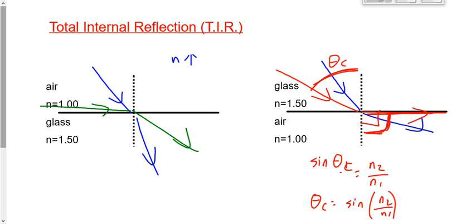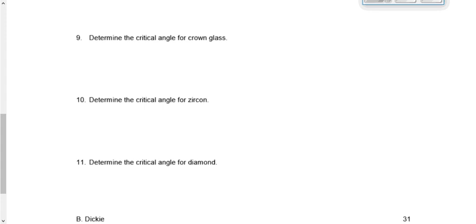Okay, we had 3 questions for homework. We had worksheet number 17, questions 9 to 11. Let's take a look at all 3 of these. Determine the critical angle for crown glass. Well, the index of refraction of crown glass is 1.52.